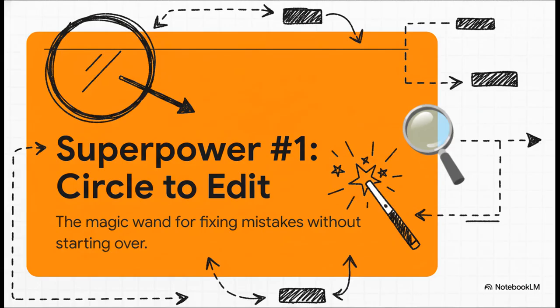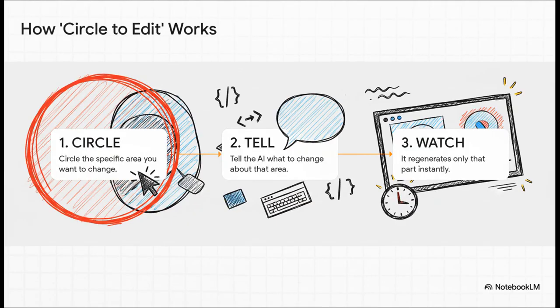I mean, we've all been there, right? You create this almost perfect image, but there's just one tiny little thing that's wrong with it, and it drives you crazy. Well, think of this as your digital magic wand to fix that. And the process? It could not be simpler. You don't need to read a manual or anything. You literally just circle the mistake, tell the AI what you want instead, and then just watch it regenerate that one little area in seconds. That's it. No more tossing out the entire image and starting all over again.